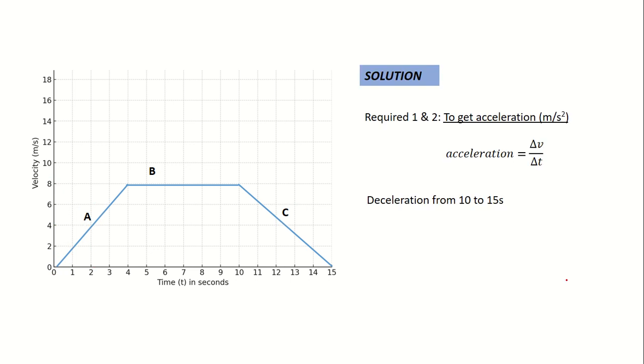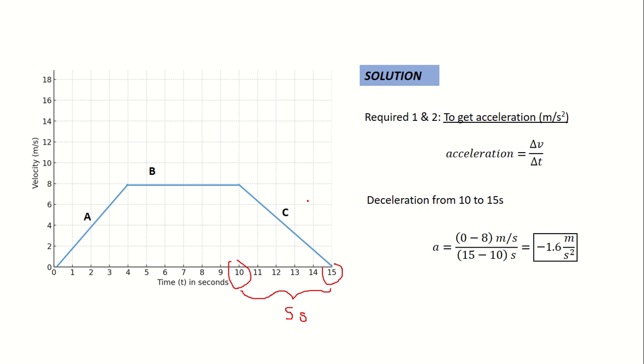How about deceleration from here to here? Again, this is 5 seconds. We expect that this is going to be negative acceleration, negative ang value because again, it's deceleration. So final minus initial, final is a stop. So that's a 0 minus 8.